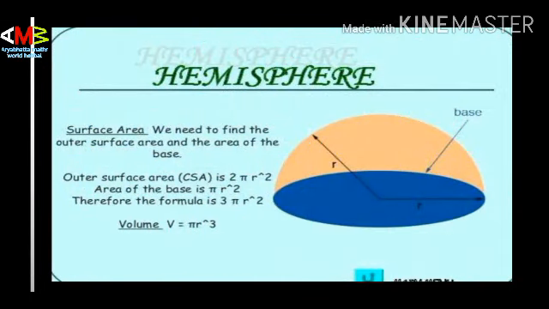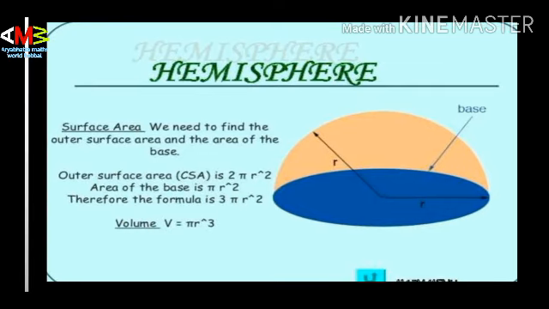Next we go to the hemisphere. Hemisphere means half a sphere. Half a sphere is called a hemisphere. The curved surface area of a hemisphere is 2 pi r square and the volume of a hemisphere is 2 by 3 pi r cube, where r is the radius. All of you know that the CSA is 2 pi r square. So, the total surface area of a hemisphere is 3 pi r square, and the volume is pi r cube.